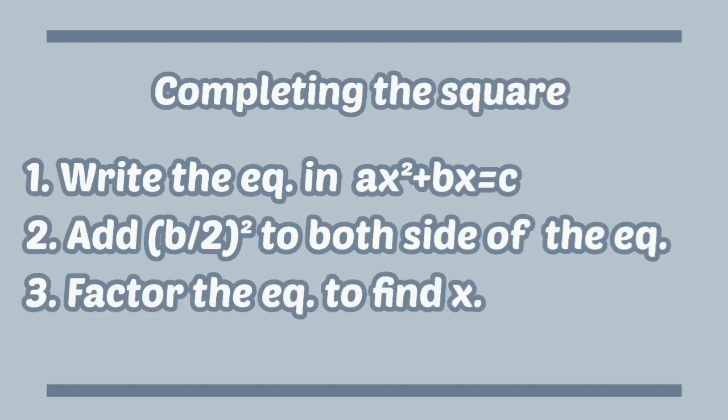Next up is completing the square, which allows us to find roots of an equation using the square roots method, in which we write the quadratic equation in x squared plus bx equals c form and add b over 2 squared to both sides of the equation to factor a perfect square on the left side, and square root both sides of the equation to solve for x.